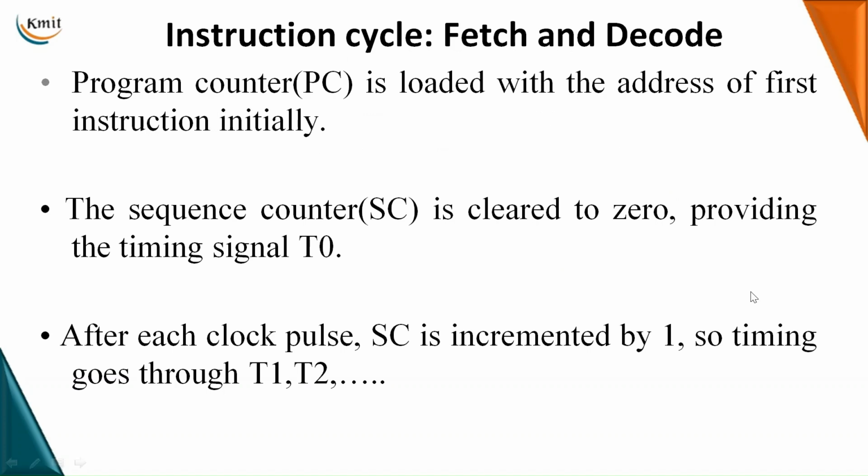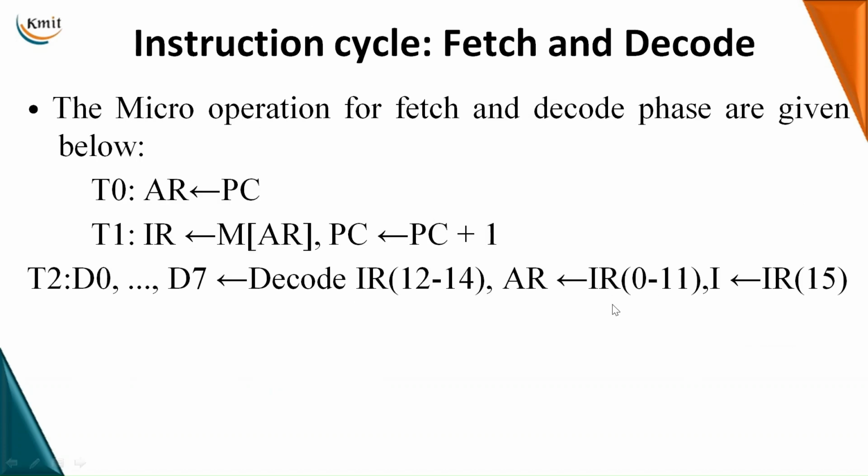So the PC is loaded with the address of the first instruction, and the sequence counter is cleared to 0, since you are starting the execution of your program, so it starts at timing signal T0. After each clock pulse, the sequence counter is incremented by 1 so that you get the next timing signals T1, T2 and so on until the execution of the particular instruction is completed.